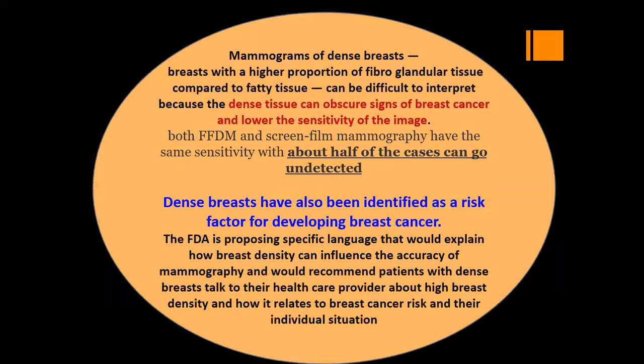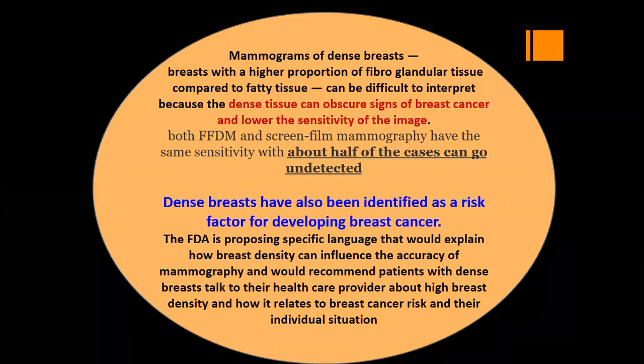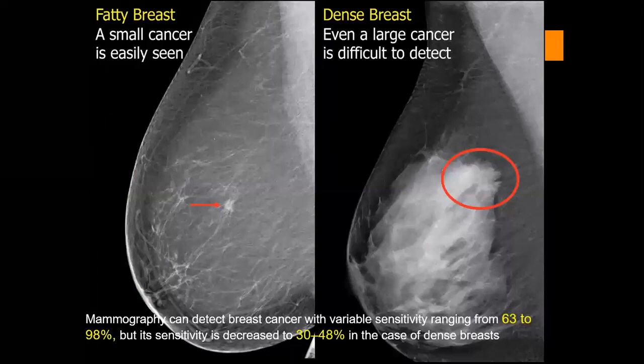Okay, so mammogram of a dense breast, with a higher proportion of fibroglandular tissue, can obscure signs of breast cancer. On screen film as well as full-field digital mammography, about half of the cases of breast cancer can be missed. As well, the dense breast is considered to be a moderate risk for breast cancer. Mammogram can detect breast cancer with variable sensitivity ranging from 63 to 98%, but it can be as low as 30% in a dense breast, as you know.